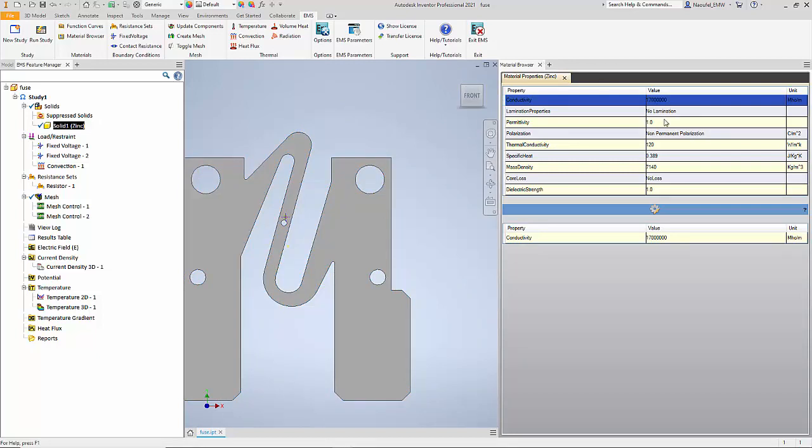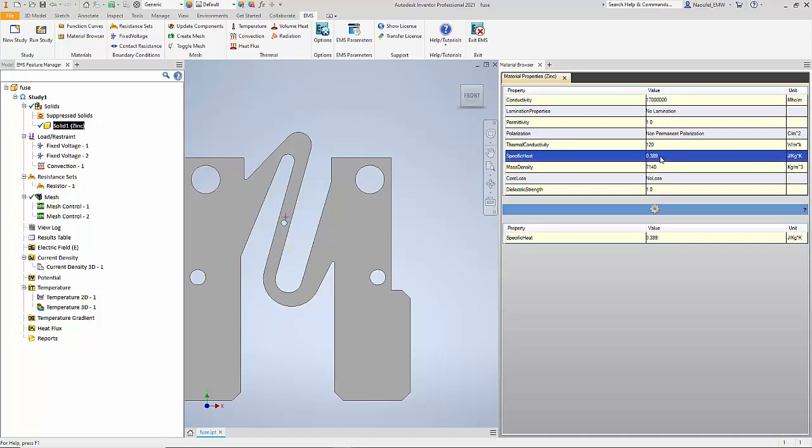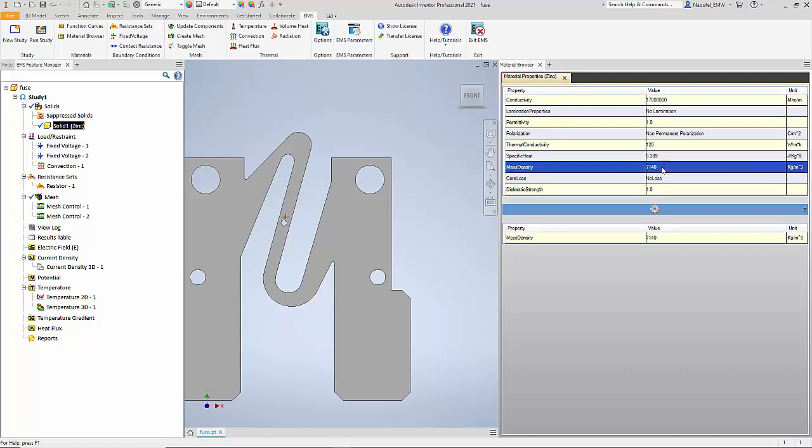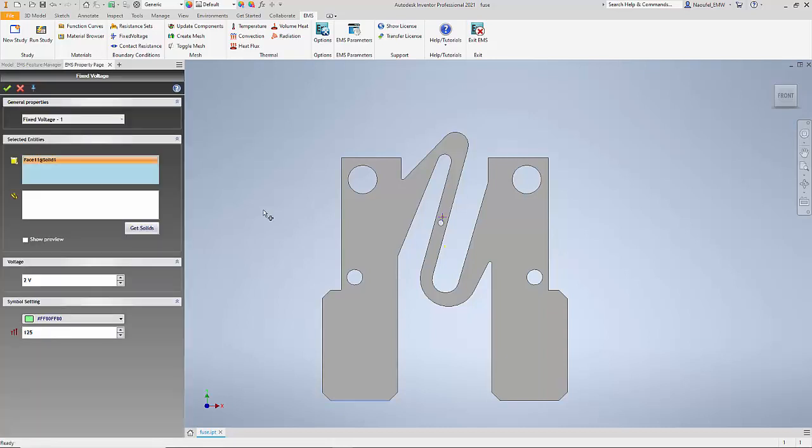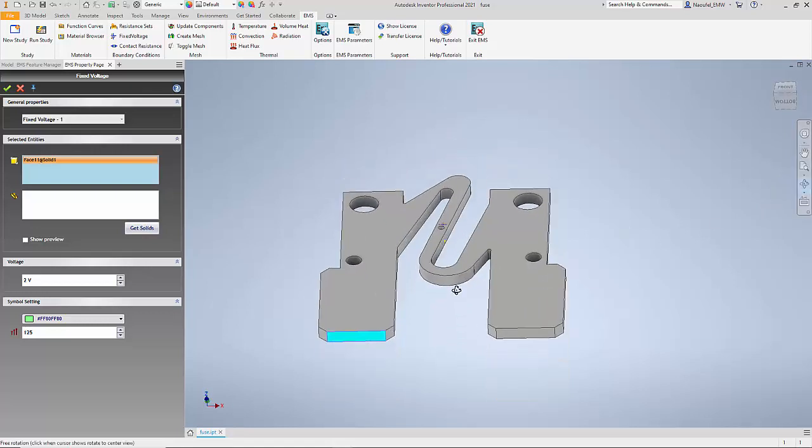The main salient properties are the thermal conductivity, the electrical conductivity, the specific heat, and the density of the material. Next, we will have to apply the potential difference. Here, I'm going to actually apply a voltage at one end of the fuse.